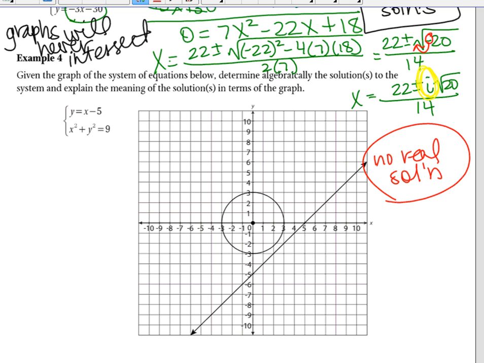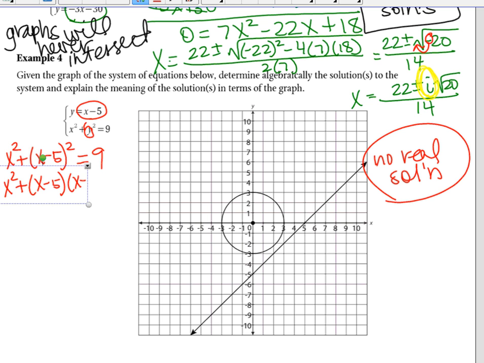So I'm going to go back to the system. Here, one of my variables is solved for, so I'm going to take that x minus 5 and I'm going to sub it in for y down here. And I have x squared plus x minus 5 squared equals 9. So this is really x squared plus x minus 5 times x minus 5 equals 9.